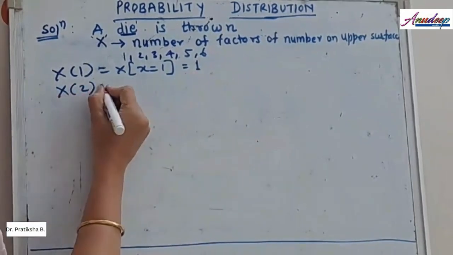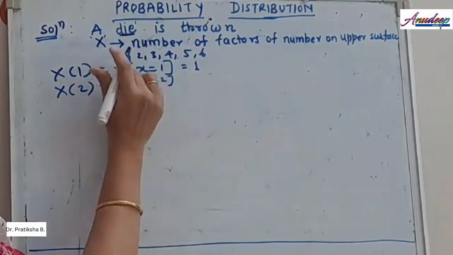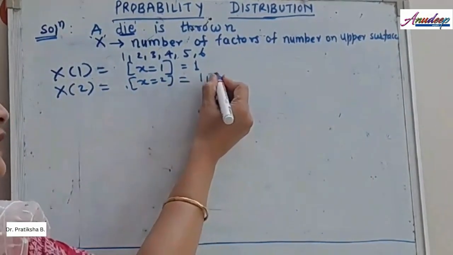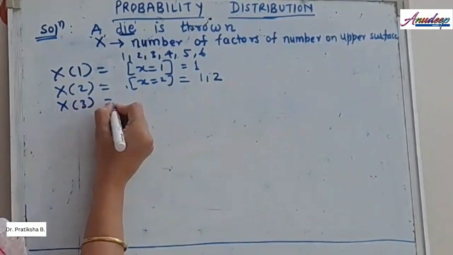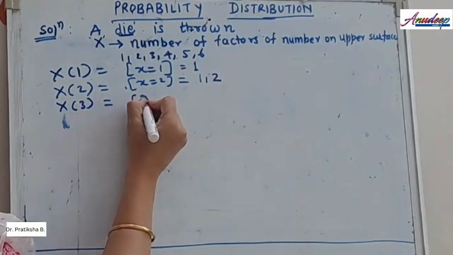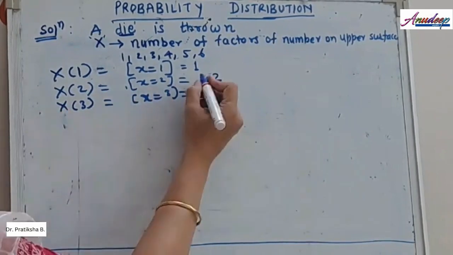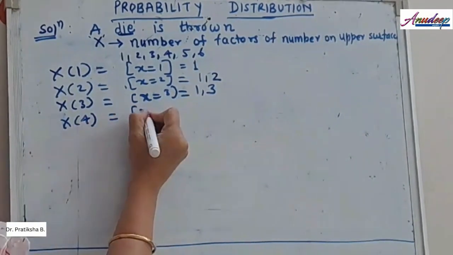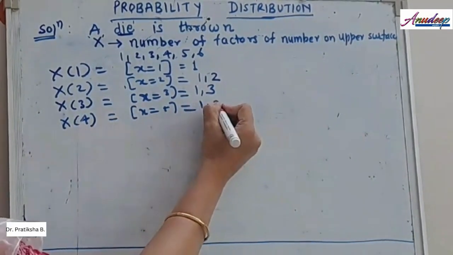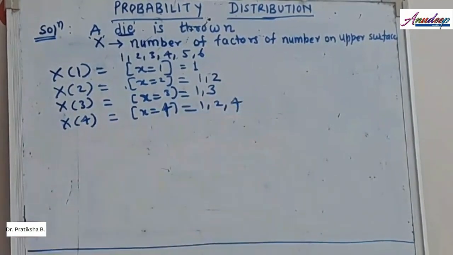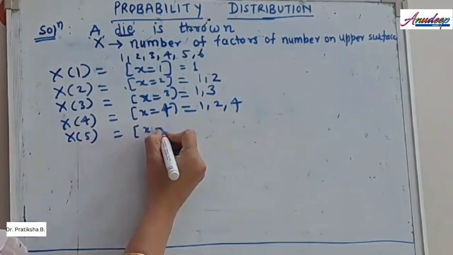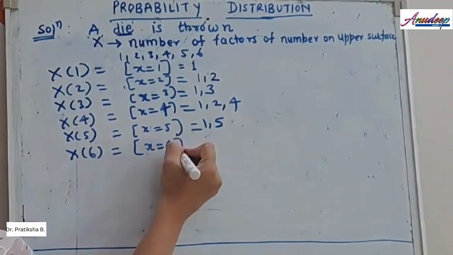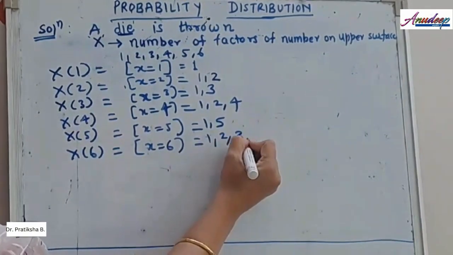In the second case, when small x is equal to 2, what are the factors of 2? It is 1 and 2. Similarly, for 3, the factors are 1 and 3. When the number on the upper surface is 4, how many factors? 1, 2 is also a factor of 4, and 4 itself. Then for 5, again it is 1 and 5. For 6, it will be 1, 2, 3 and 6.